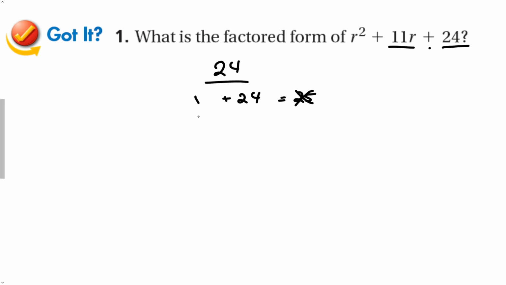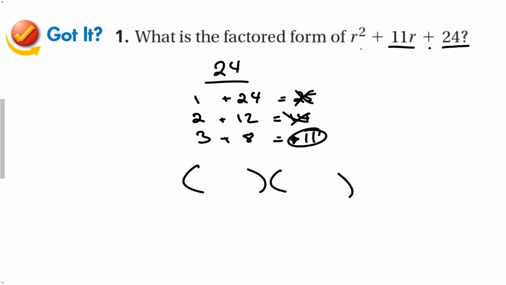Next is 2 times 12. When I add those together, I get 14. No good. 3 is a factor of 24. 3 and 8. And when I add those together, I get 11, which is good. Okay. So my answer is going to be two things that multiply together to give me r squared.